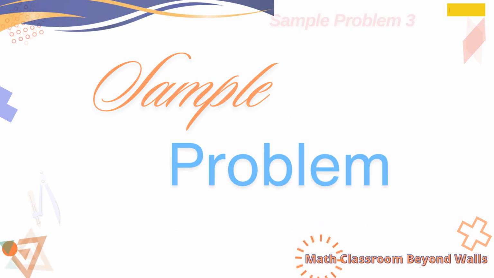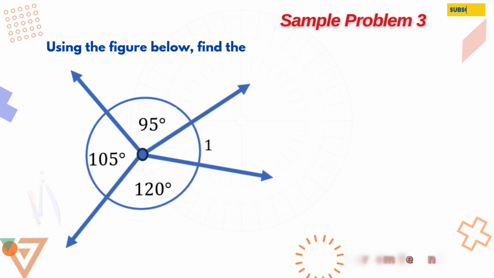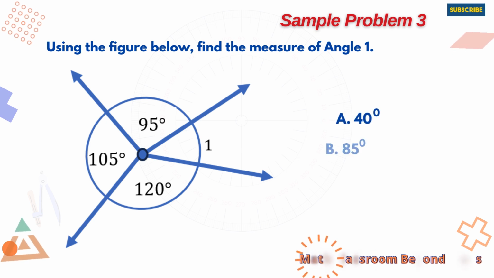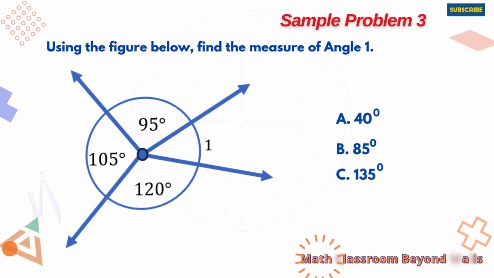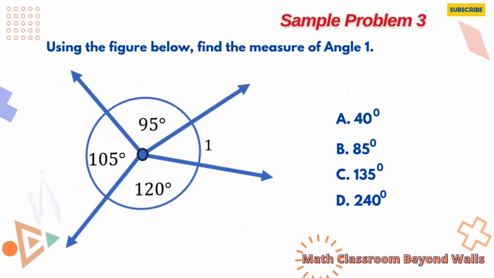Let us do this next sample problem. Here is the problem. Using the figure below, find the measure of angle 1. Option A, 40 degrees. Option B, 85 degrees. Option C, 135 degrees. Option D, 240 degrees.